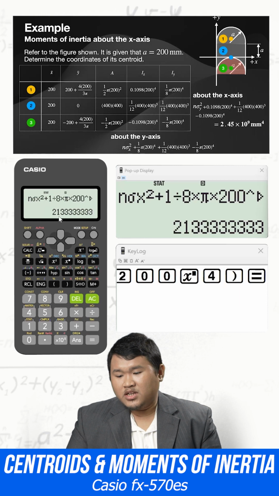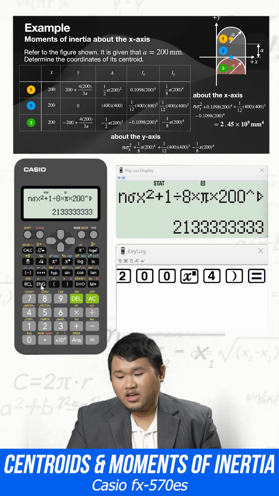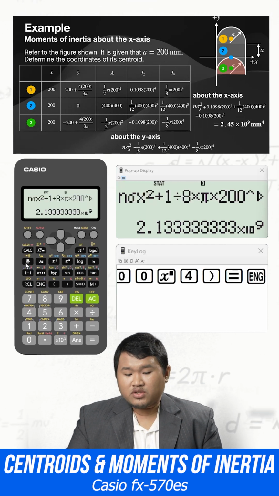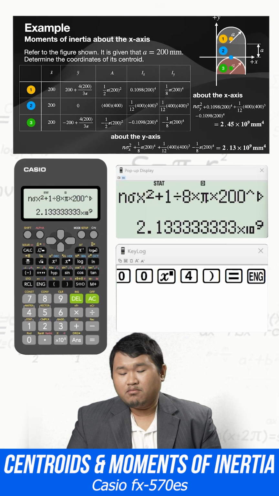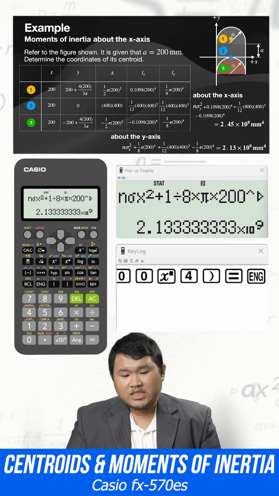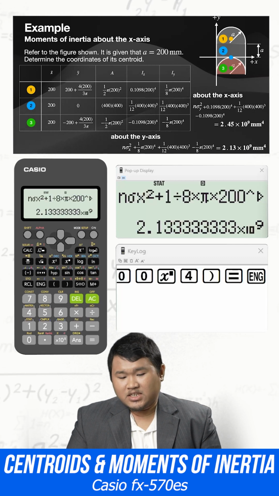If you press equals, you will get this value, and then pressing the Eng key, you will get this engineering notation, which is 2.13 times 10 to the 9 millimeters to the 4. And that is the moment of inertia about the y-axis of this shape. And that's it for the calculation of centroids and moment of inertia using the Casio calculators.